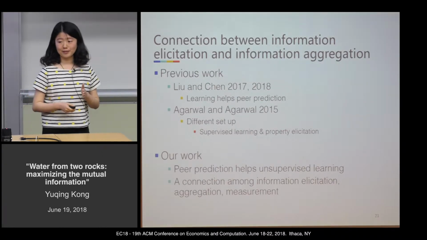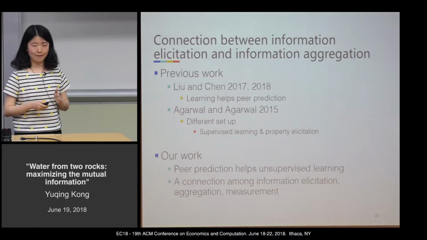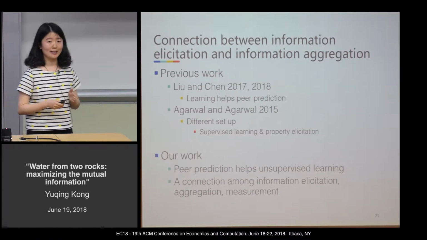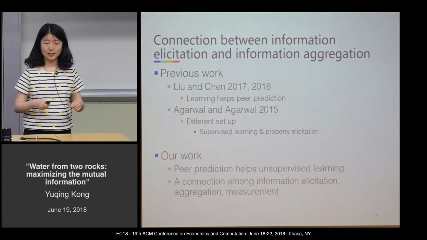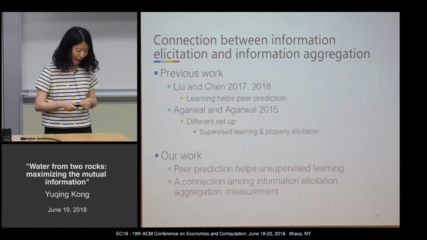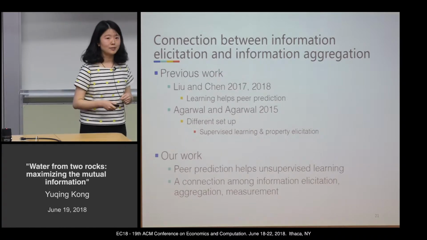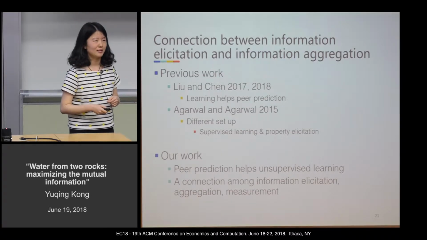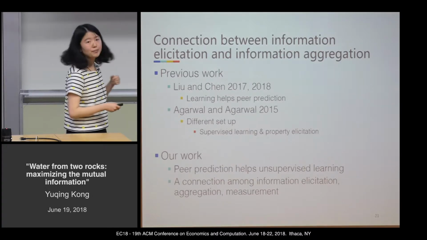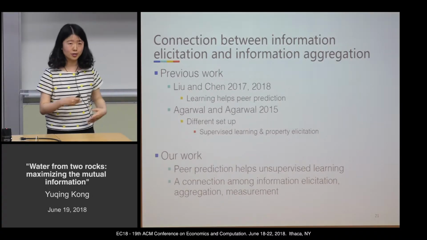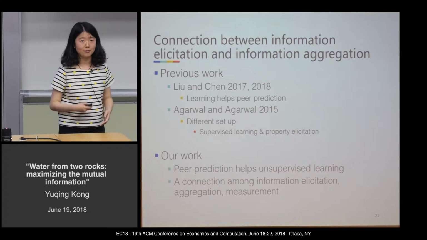And in 2015, Igor and Igor have a very different setup. They show the connection between a supervised learning problem and a property elicitation problem. In contrast, we show that peer prediction helps unsupervised learning. And moreover, we not only show the connection between elicitation and aggregation, we also show the connection between them and the information measurement.